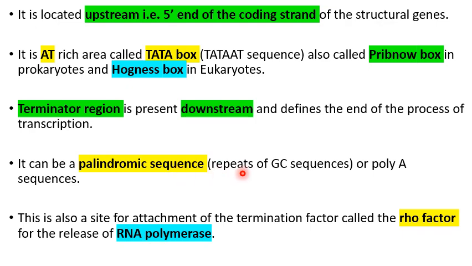Here the palindromic sequences are generally repeats of GC sequences and/or poly A sequences. Poly A means many adenine nucleotides at the end of this. Also, the terminator region provides a site for attachment of a termination factor which we find only in prokaryotes, referred to as the Rho factor. When the Rho factor attaches to the terminator region, it causes the RNA polymerase to detach from the DNA and stop transcription.